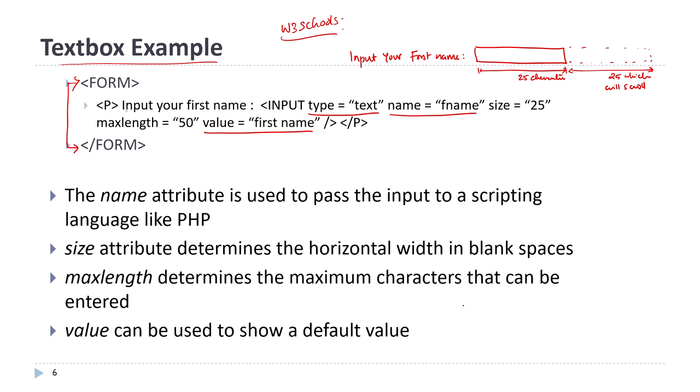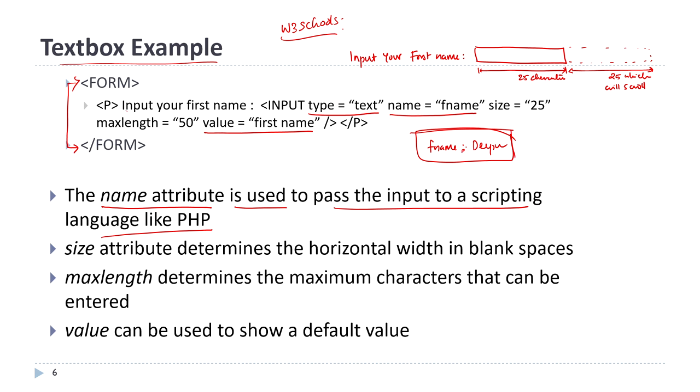So, we distinguish the user input, whatever the user input as part of the HTML form, the name attribute is what we use to pass the input to a scripting language like PHP. So, when it passes to PHP, it will say fname, and the value might be that this person typed Deep or something like that. So, this pair, the name of the text box and the value associated with it, goes into languages like PHP, okay, and then PHP parses this and sends it to the database. The size attribute, okay, size determines the horizontal width in blank spaces. Whatever size you say, this is the horizontal width, like the 25 characters that I showed you, right.